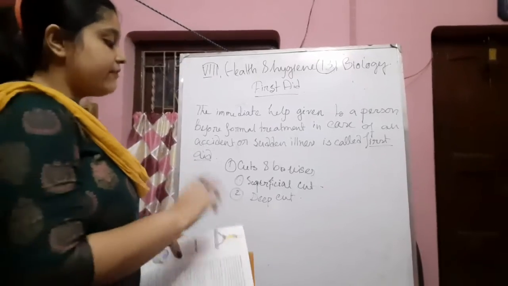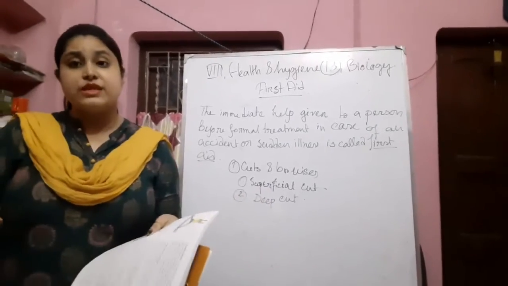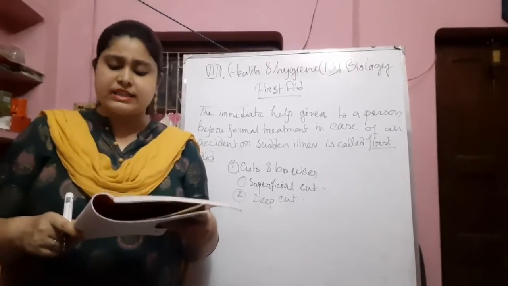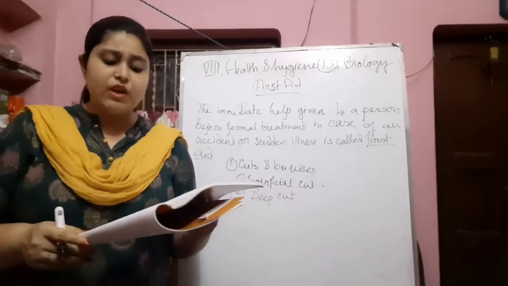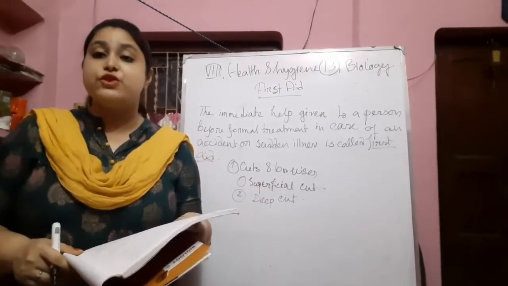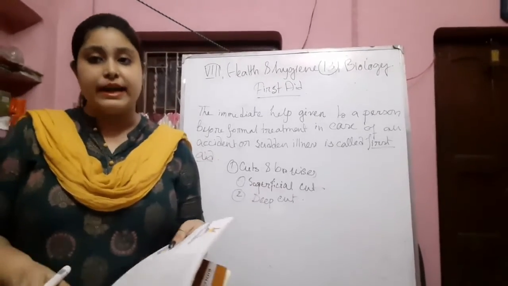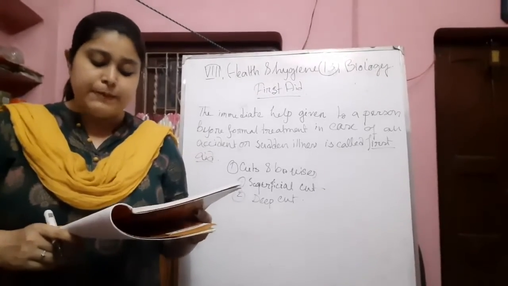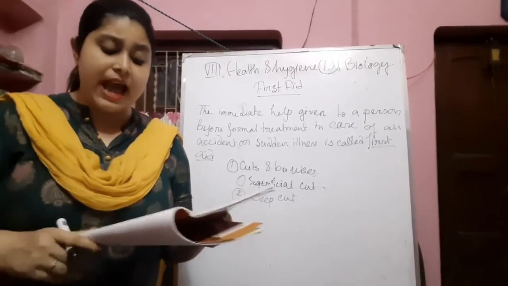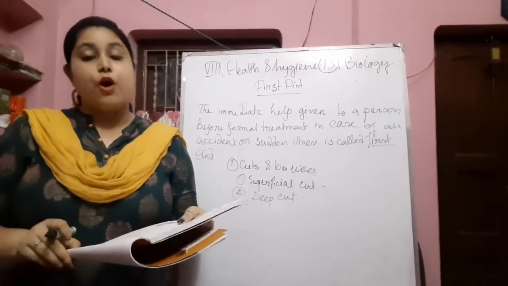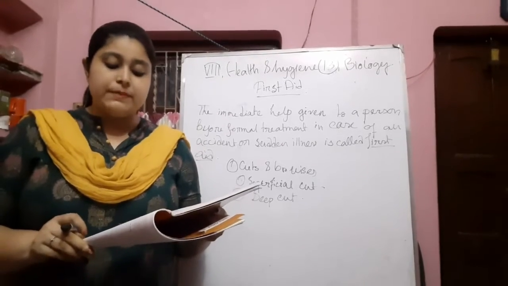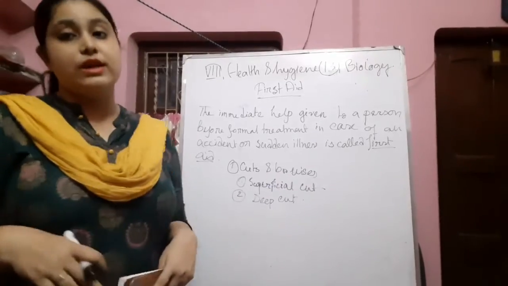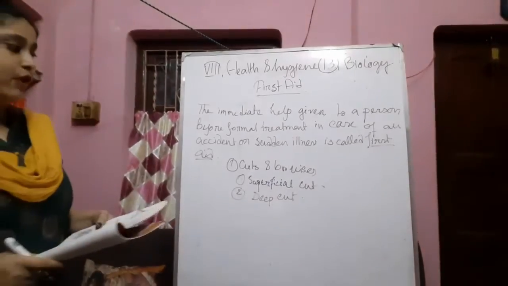For the deep cut, there is a different procedure we have to follow. Put a clean pad of cloth on the cut and apply pressure to stop the bleeding. Our first concern is to stop the bleeding, because over bleeding can lead to death. If blood soaks through the pad, place another pad on it and keep on pressing. After the bleeding stops, apply an antiseptic cream and put a bandage around the cut. So these are the basic first aid for cuts.